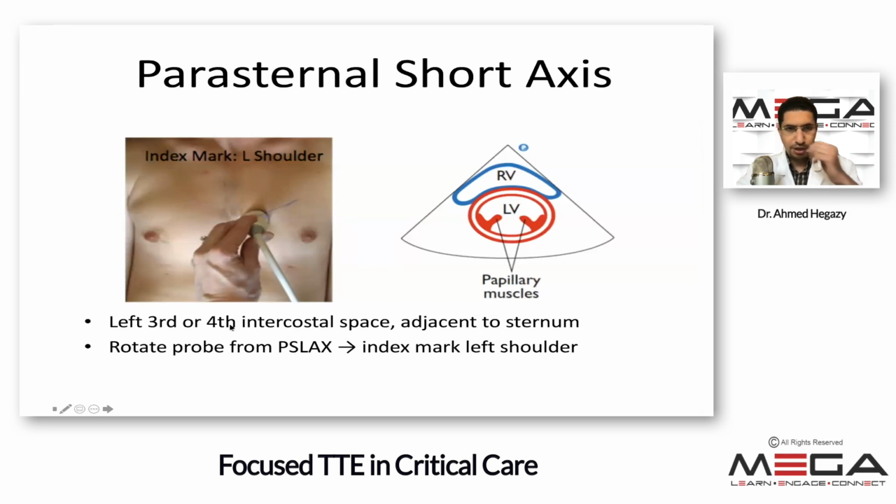All right, moving on, we have a parasternal short axis view. The parasternal short axis view you get by basically rotating your probe so that the index mark is now pointing to the left shoulder. Notice here you're on the exact same spot on the chest. You have not moved anywhere at all. You stayed in the parasternal area in the left third or fourth intercostal space, just adjacent to the sternum, and you've just rotated your probe 90 degrees so that your index mark is pointing towards the left shoulder.